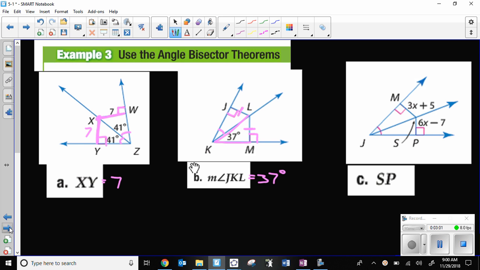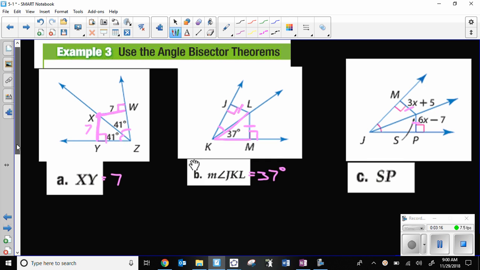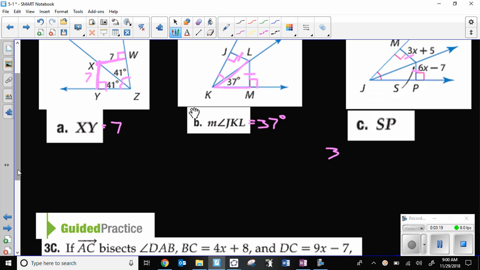And the last one, SP. Pretty similar to what we've done before. JS, again, is an angle bisector. And if it's an angle bisector, then this one and this one should be congruent. So your equation should be 3x plus 5 equal to 6x minus 7. We'll solve this. I'm going to subtract 3x on both sides to give me 3x. Then I'm going to add 7. That's going to give me a value of 12. X is then going to equal 4.